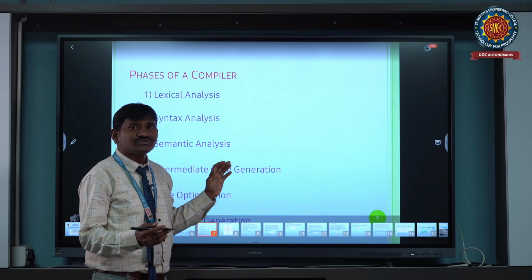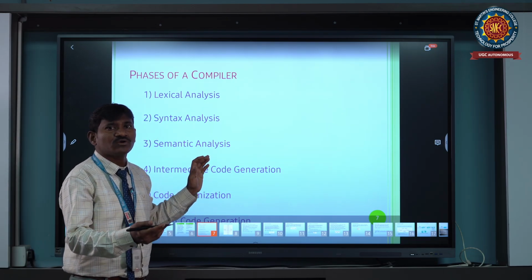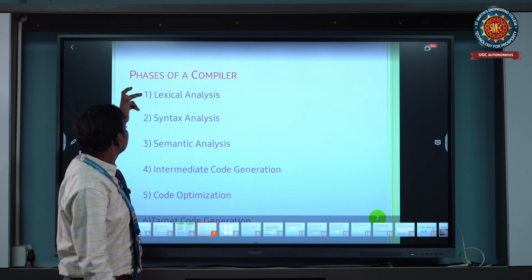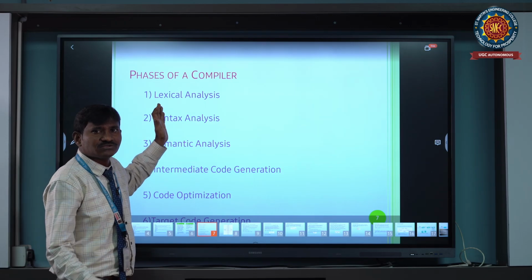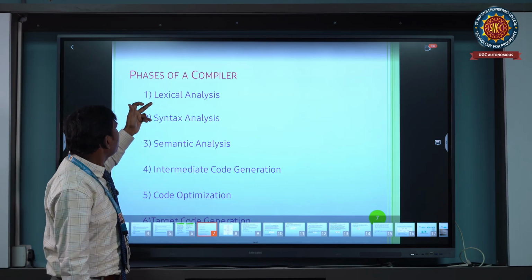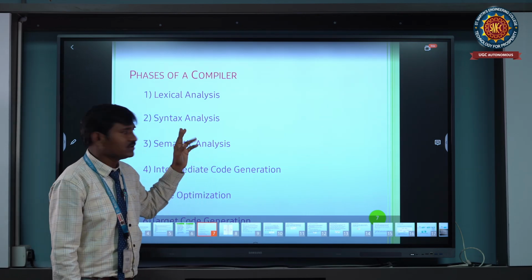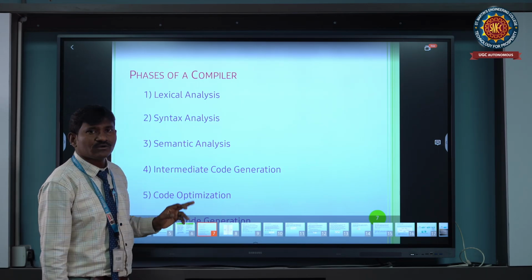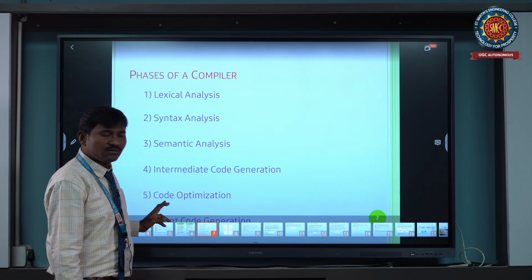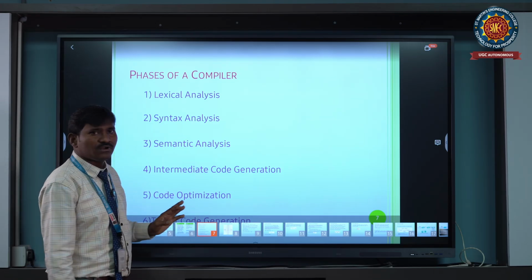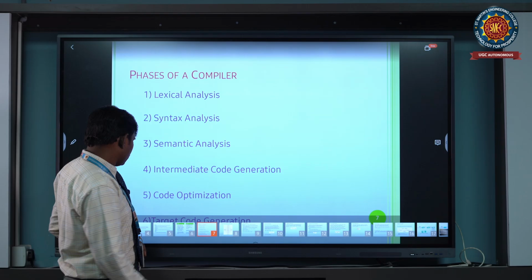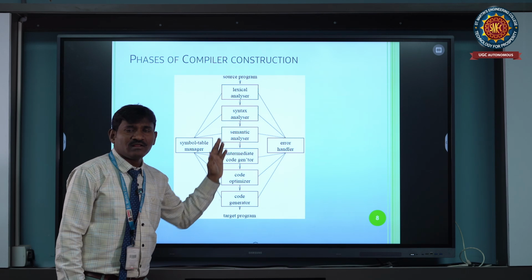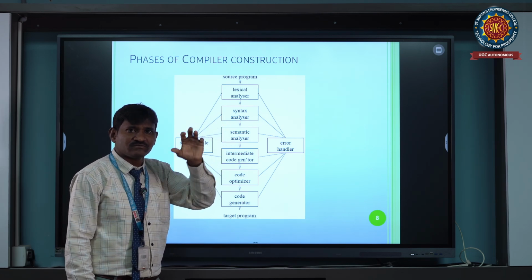Now we are going to start how to construct the compiler. Before constructing the compiler, we should know about its phases. We have 6 phases. The first phase is lexical analysis, the second is syntax analysis, the third is semantic analysis, the fourth is intermediate code generation, the fifth is code optimization, and the sixth is target code generation. These are the 6 phases in compiler construction.